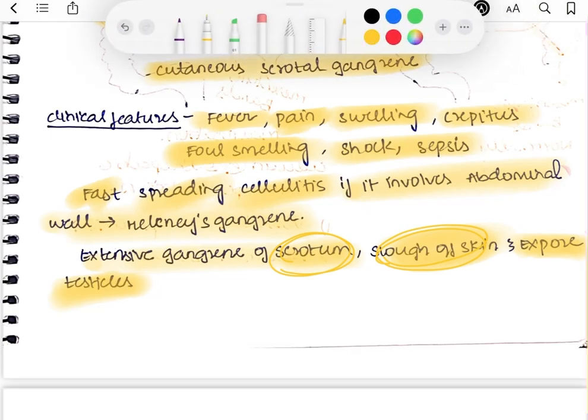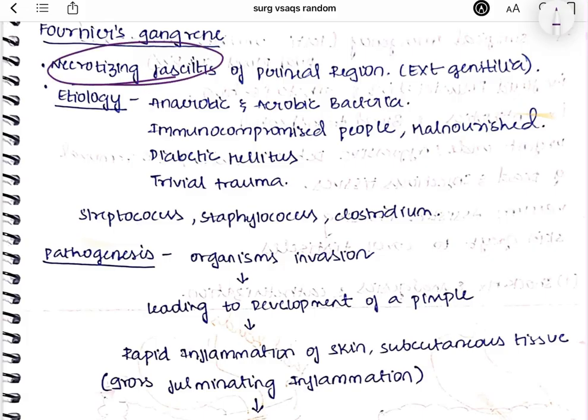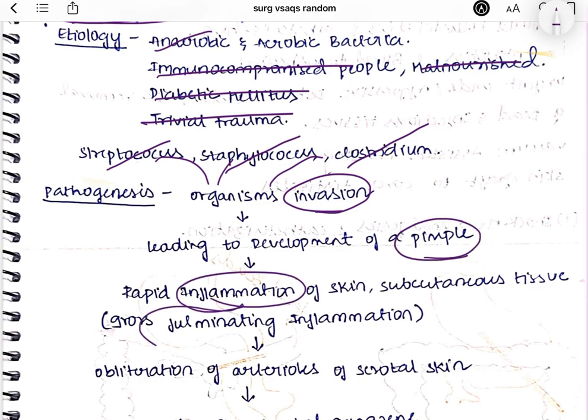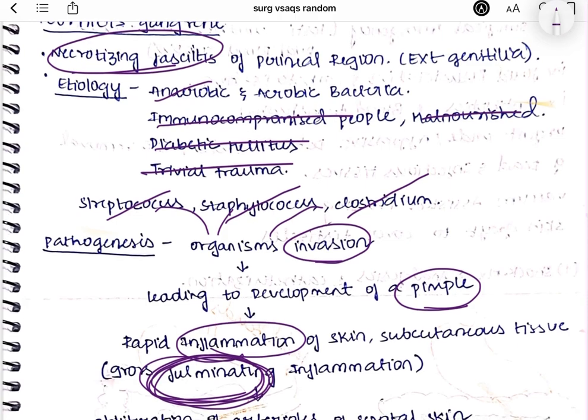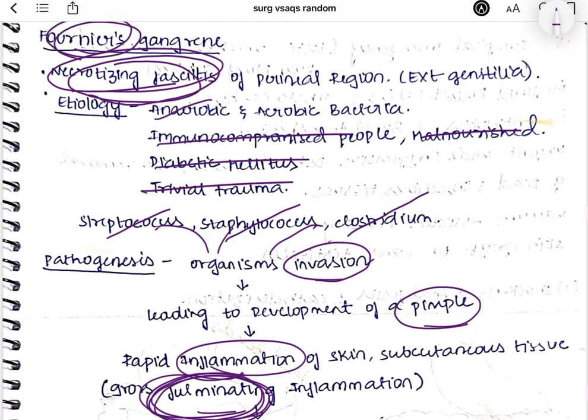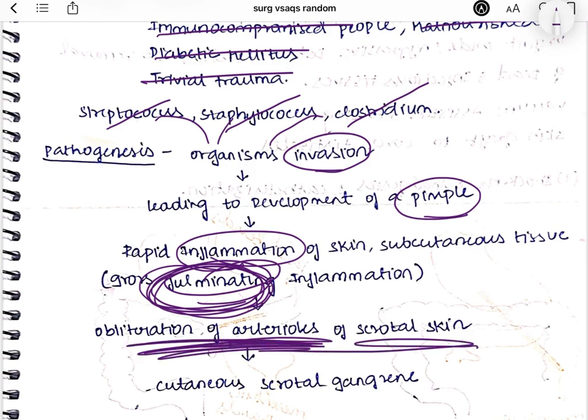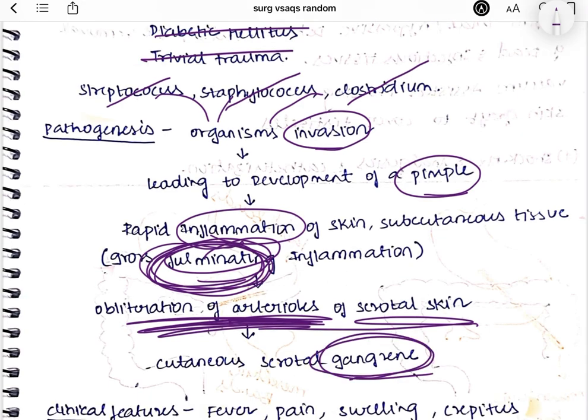If we summarize this whole thing, Fournier's gangrene is a necrotizing fasciitis of the perineal region, right? It involves aerobic and anaerobic bacteria like Streptococcus, Staphylococcus, Clostridium, and you can see it in immunocompromised patients, diabetes mellitus, and trivial trauma. What is the pathogenesis? All these organisms will invade and cause a pimple, then rapid inflammation, which is known as fulminating inflammation. What happens after the inflammation? There will be decreased blood supply, called obliteration of the arterioles, to the scrotal skin. So there will be gangrene formation and sloughing off of the scrotal skin, right?